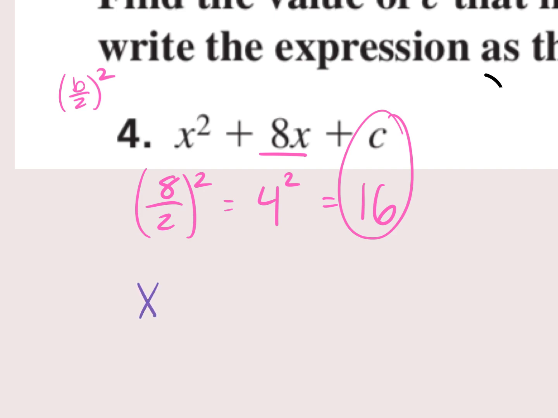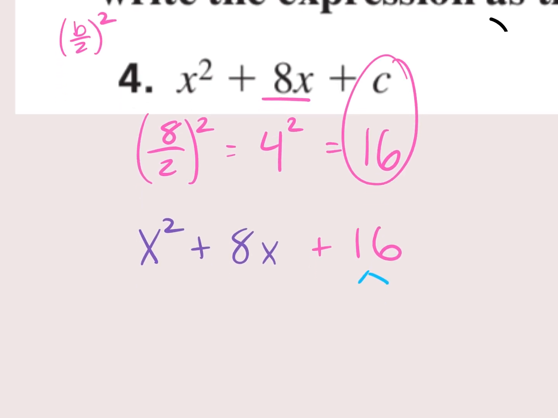So we have x squared plus 8x plus 16. Now what are 2 factors of 16 that add to 8? 4 and 4. So how would we write this as a perfect square binomial? X plus 4 squared.